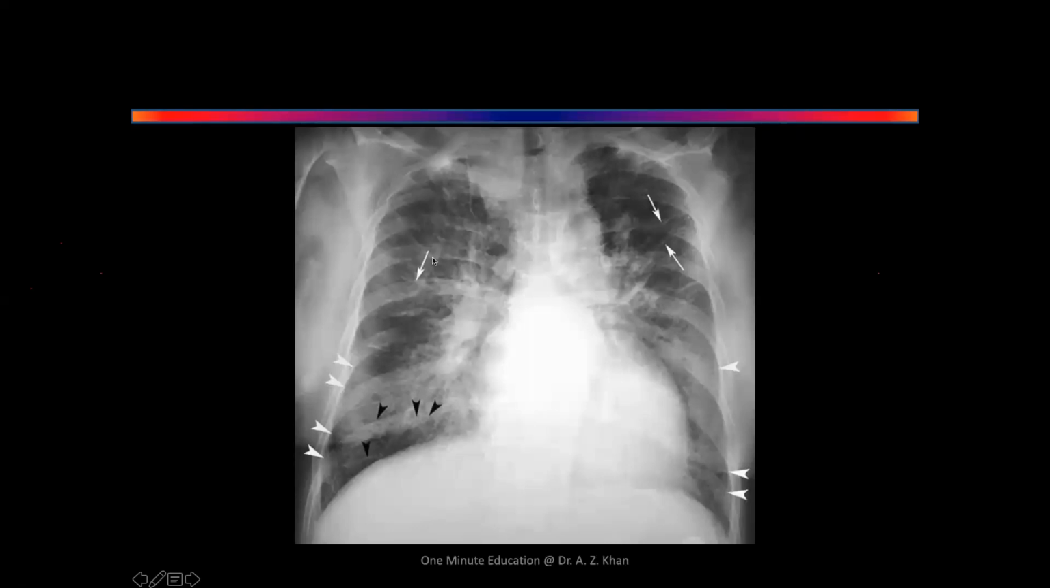What is the first one? One with the arrow. Second one is a white arrowhead, and third one is a black arrowhead. So arrow, arrowhead, arrowhead. What is happening on this chest X-ray? What are you seeing? Okay, sir. These are called as Kerley's line, okay? The question is not yet finished.